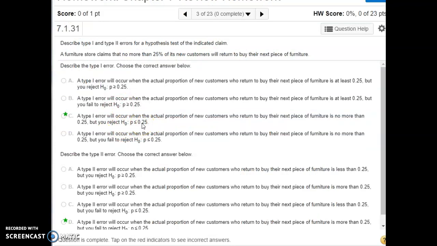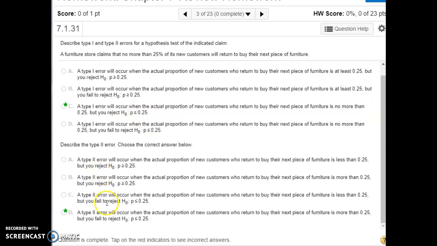Type 1 error means that the null is actually true. The population proportion actually is no more than 25%, but we make an error and we reject the null. That's a type 1 error. A type 2 error is that we fail to reject our null hypothesis, but we should have. In this situation, it would mean the population proportion is more than 25%, but we failed to reject the claim that it is less than or equal to 25%.